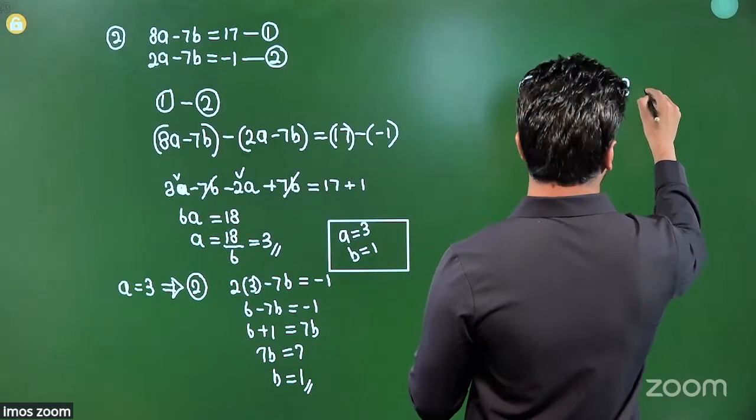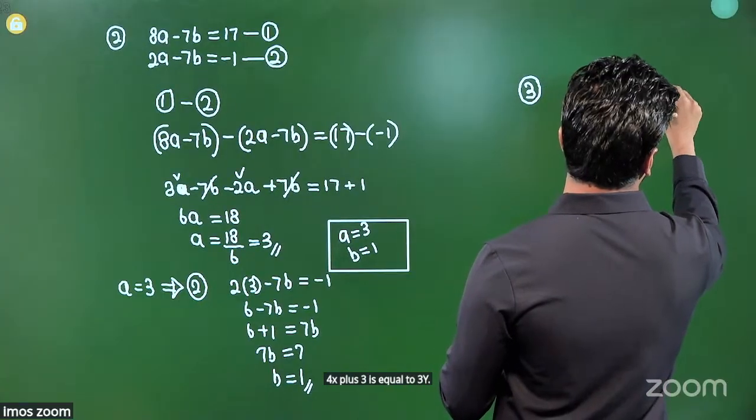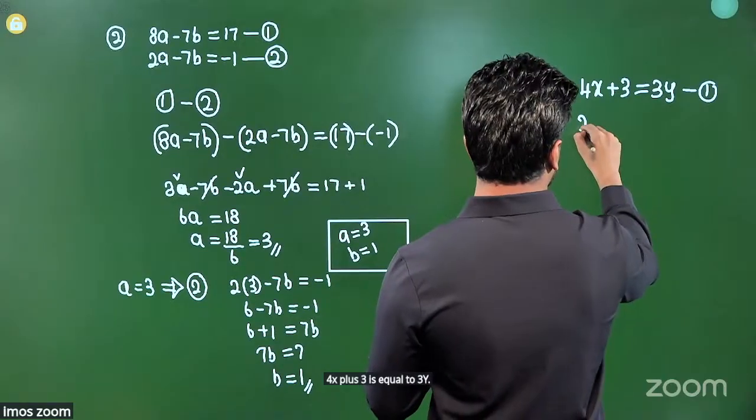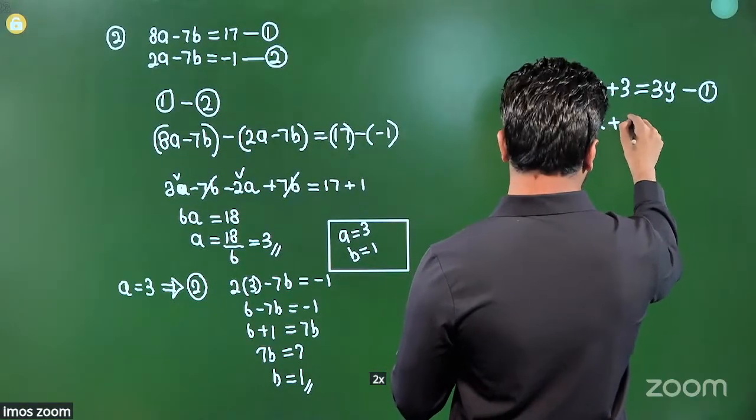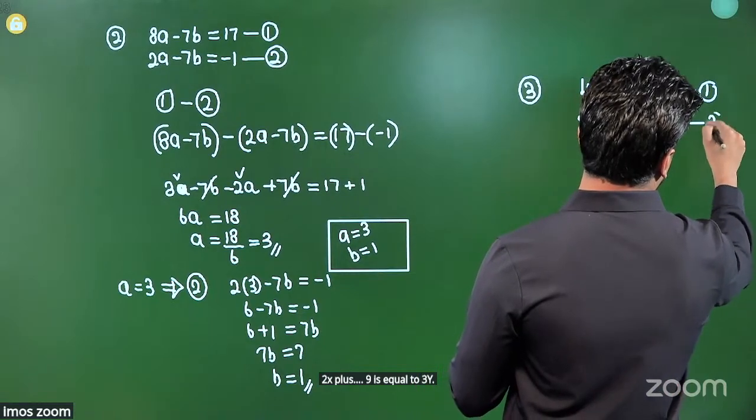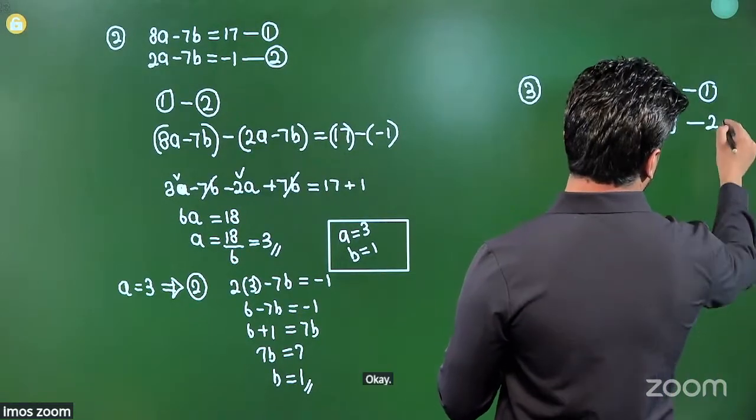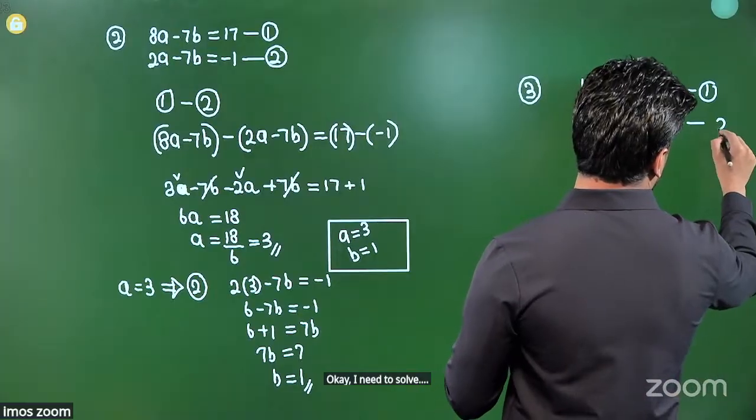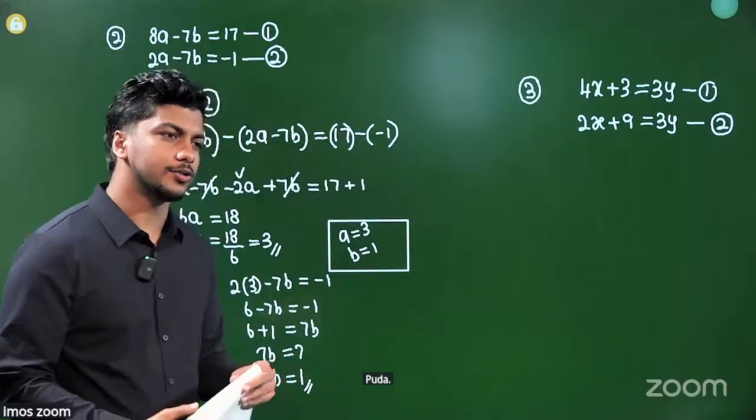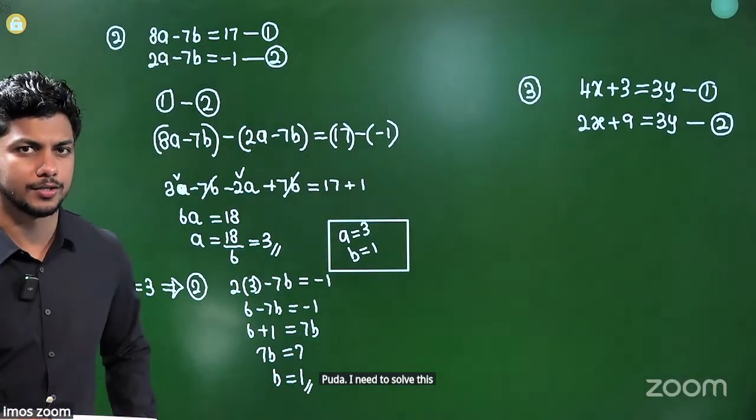4x plus 3 is equal to 3y. 2x plus 9 is equal to 3y. Okay, I need to solve these two simultaneous equations.